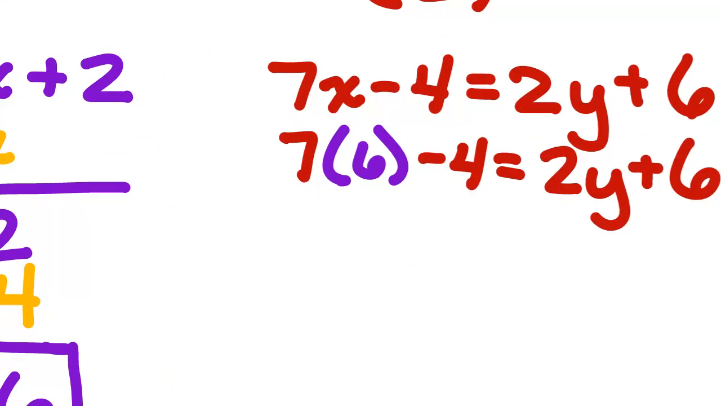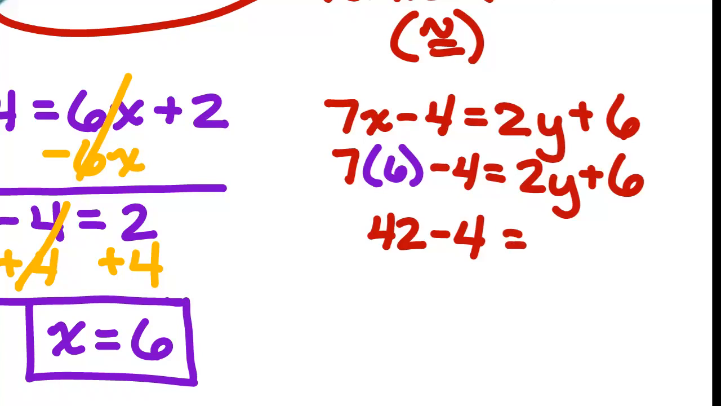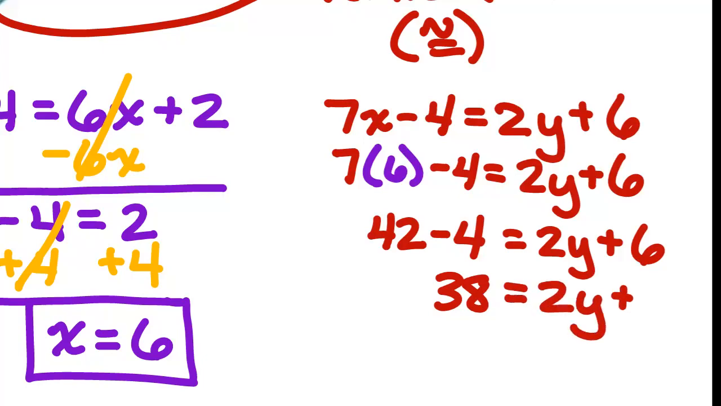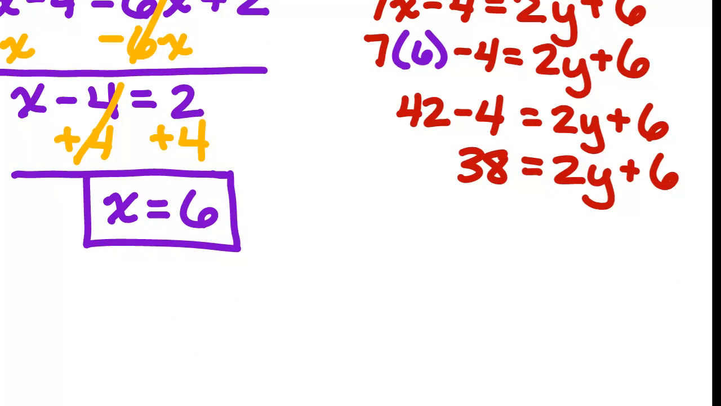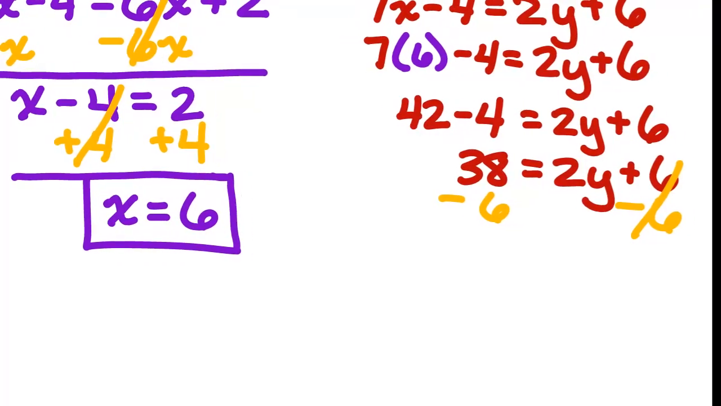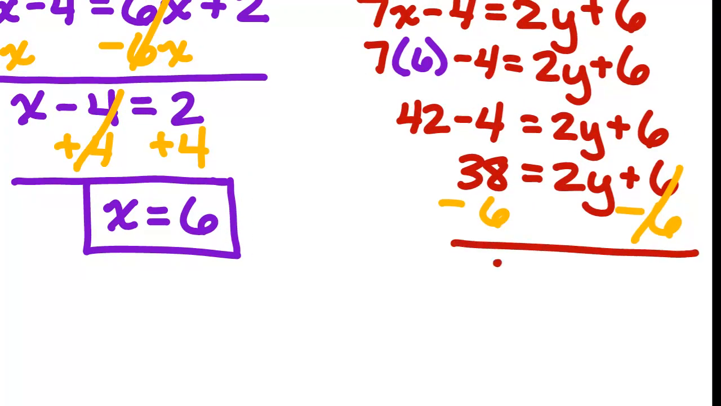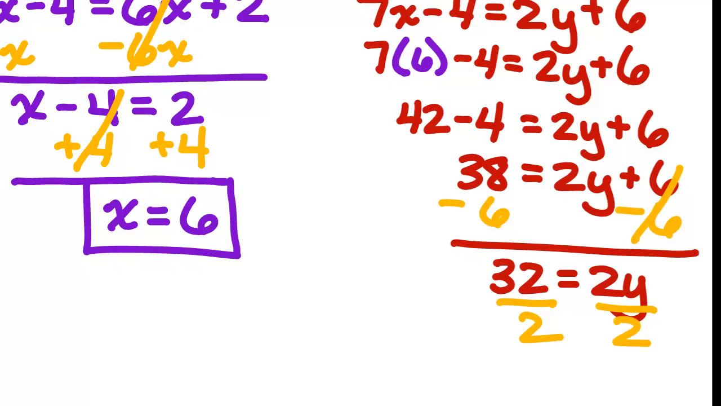What is 7 times 6? And 42 minus 4? 38. So 38 equals 2y plus 6. Subtract 6 from both sides, absolutely. What is 38 minus 6? 32. 32 equals 2y. Divide both sides by 2. Y is 16.